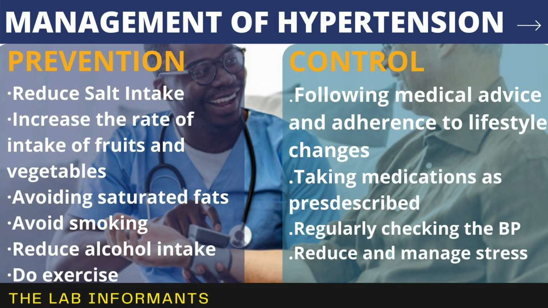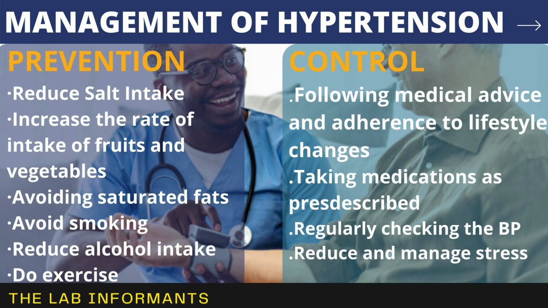Management of hypertension. In order to manage hypertension effectively, we have control measures and we also have preventive measures. Preventive measures are measures that you can put in place in order to prevent yourself from getting hypertension, and this includes reducing salt intake, increasing the intake of vegetables and fruits, avoiding saturated fats, avoiding smoking, reducing alcohol intake, as well as doing exercises regularly.